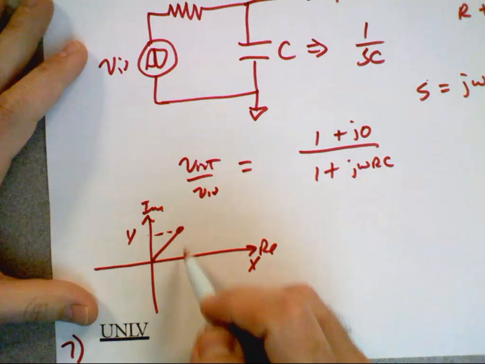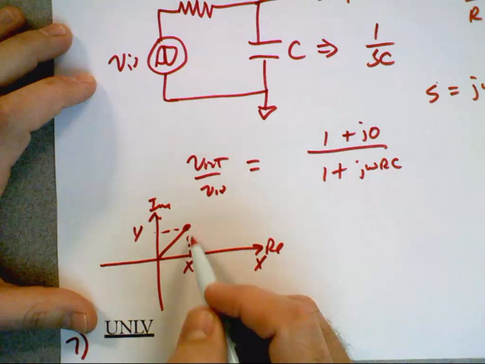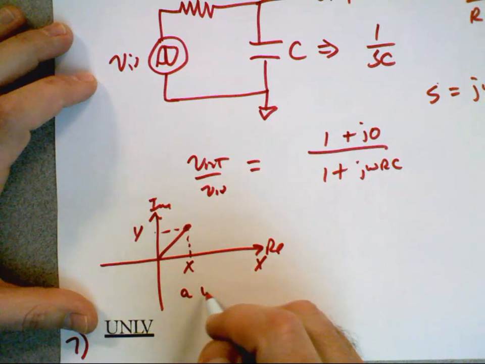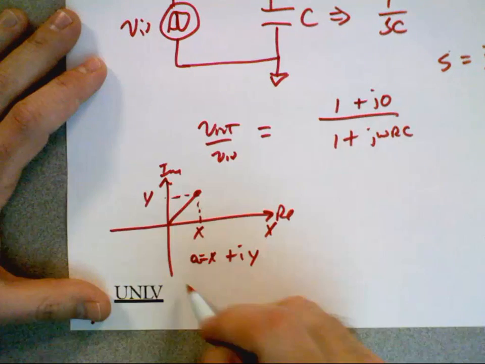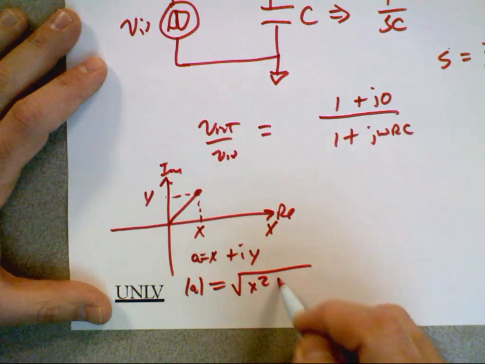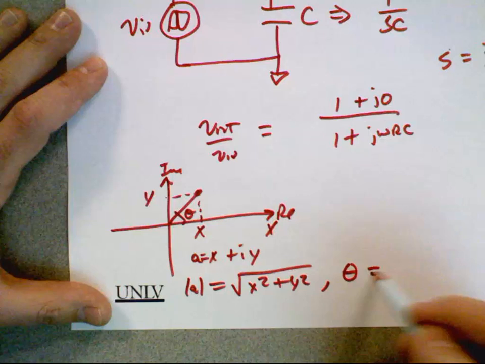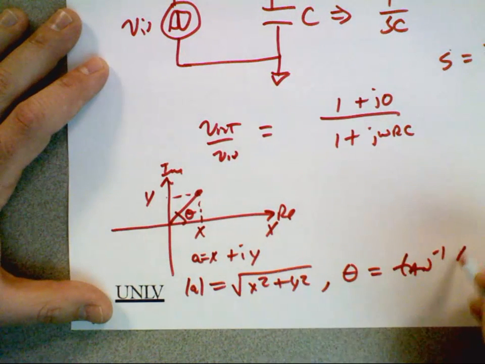All right, so this is x, and let's just say A equals x plus jy. And then the magnitude of A using Pythagorean's theorem is the length, and that's the square root of x squared plus y squared. What's this angle? tan inverse of y over x, but it's positive, right?